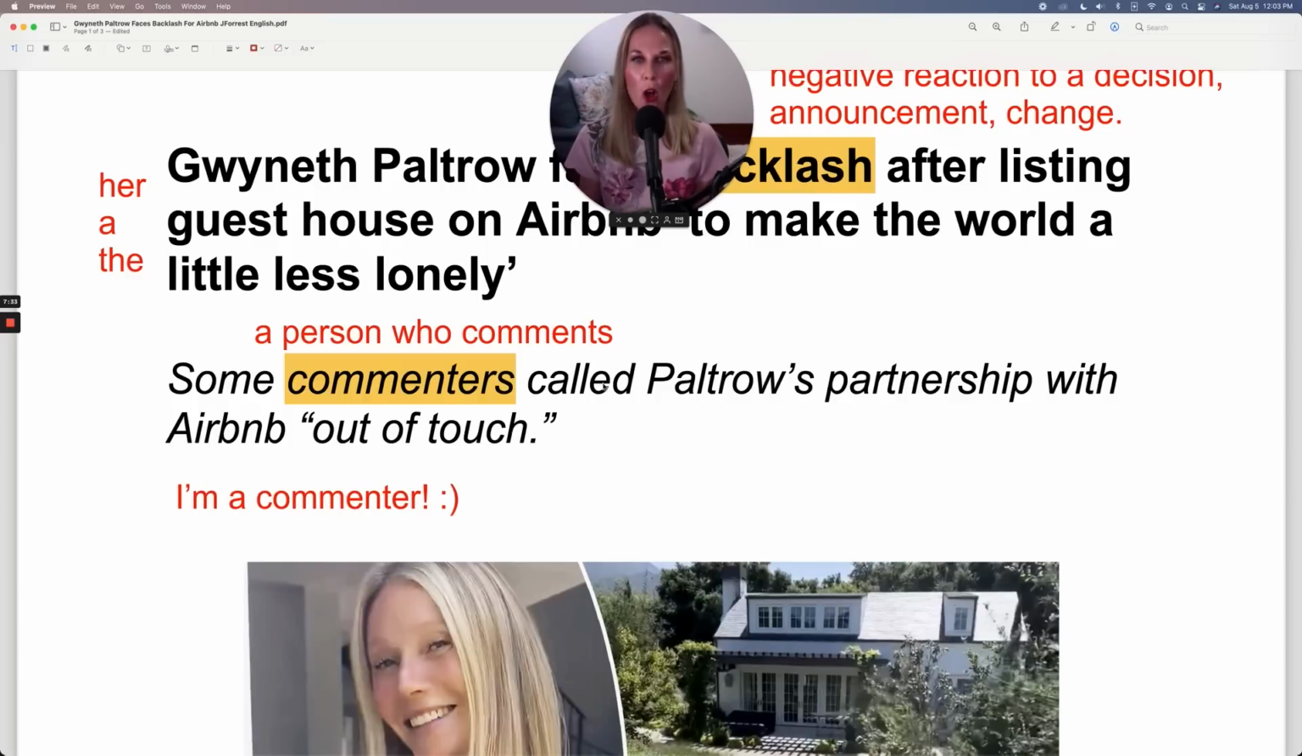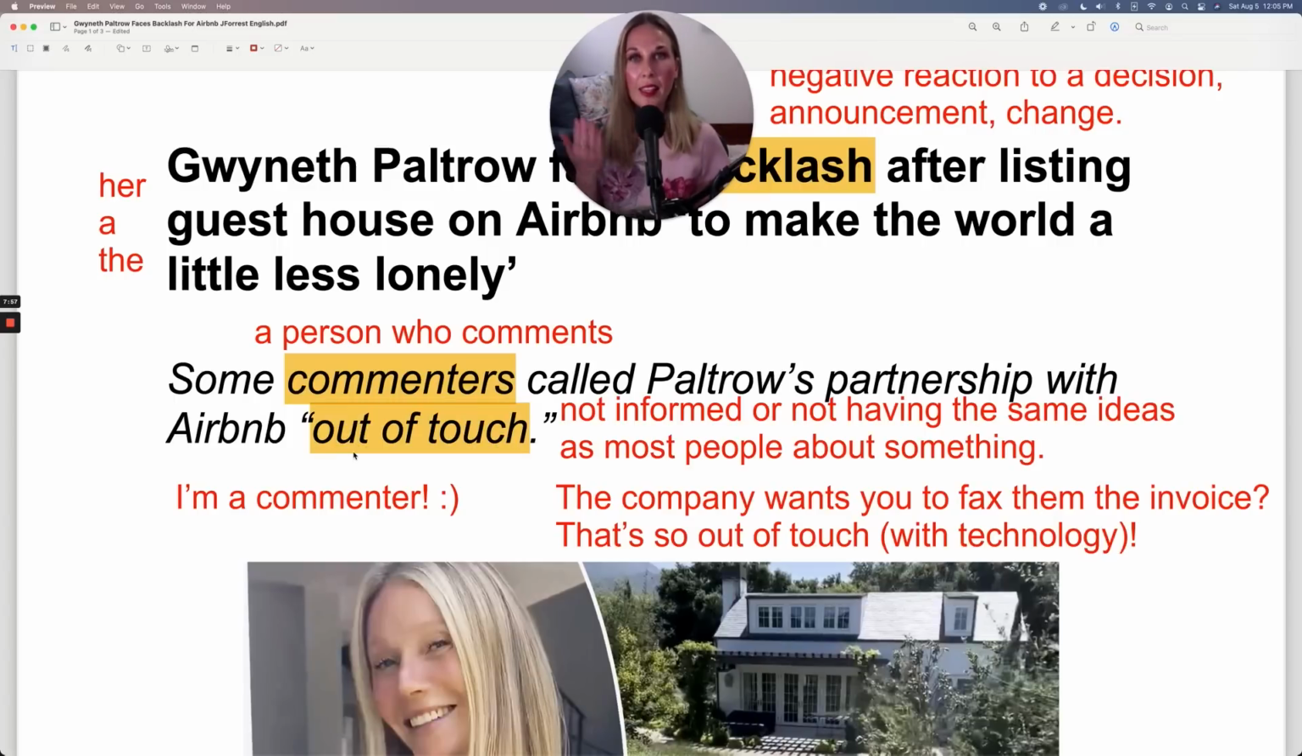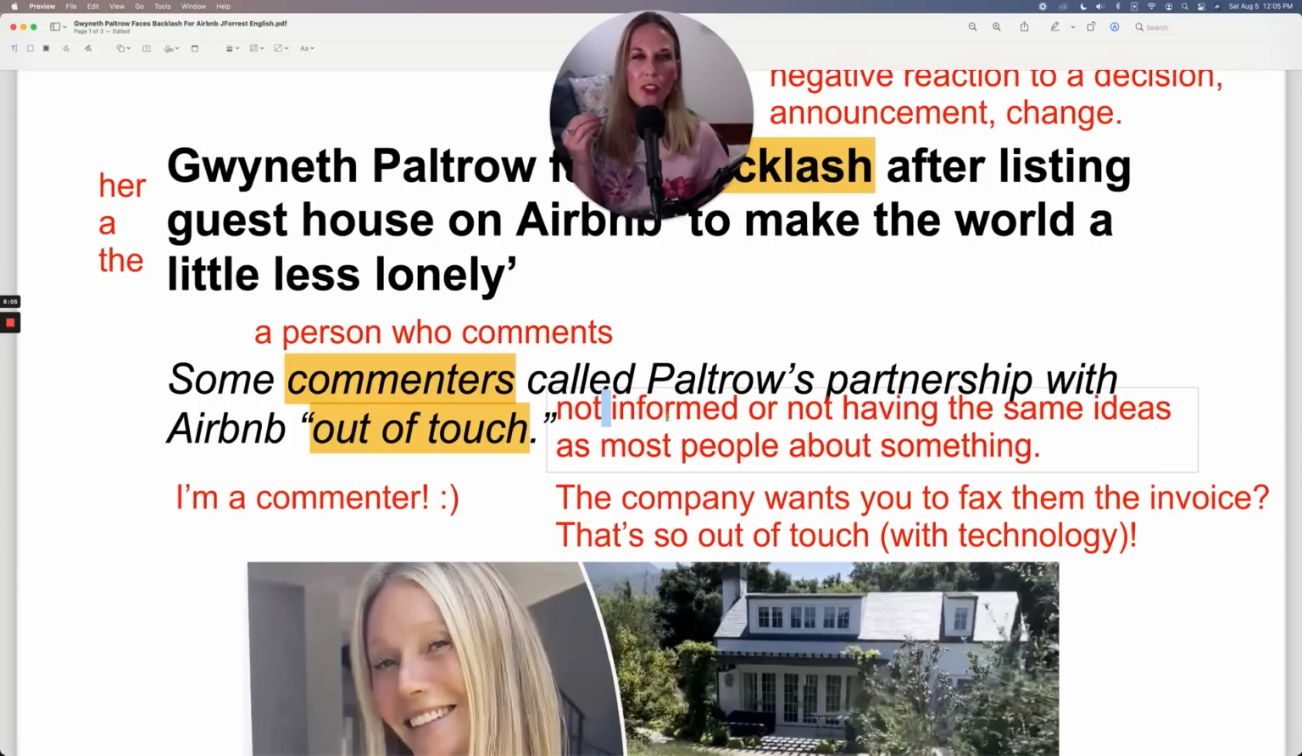Some commenters called Paltrow's partnership with Airbnb out of touch. Let's take a look at out of touch. This is a very common idiom. If you describe someone or something as out of touch, you're saying that they're not informed. They're not informed with the latest, the most recent about something specific, or simply they don't have the same ideas as most people, usually because they're not informed.